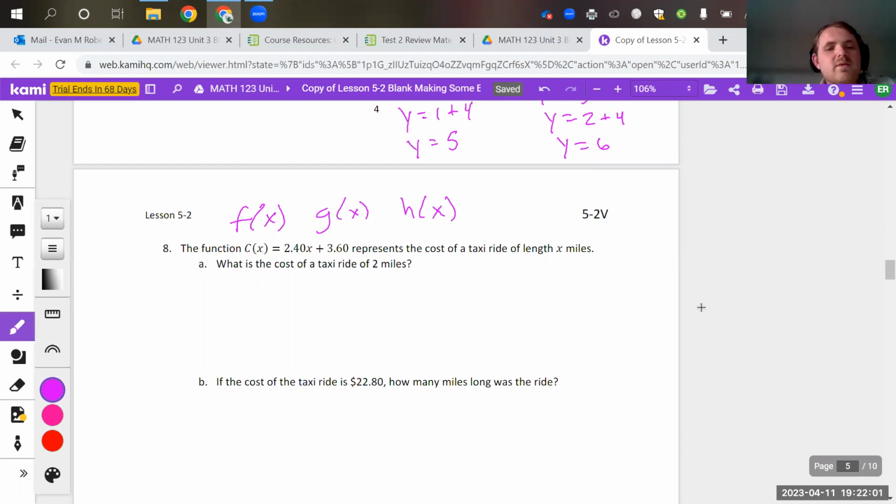So it's asking what is the cost of the taxi ride of 2 miles. So that's asking me to plug in 2 everywhere where I see x. So again, I'll write that skeleton step. Again, you can skip it if you don't want to write it.